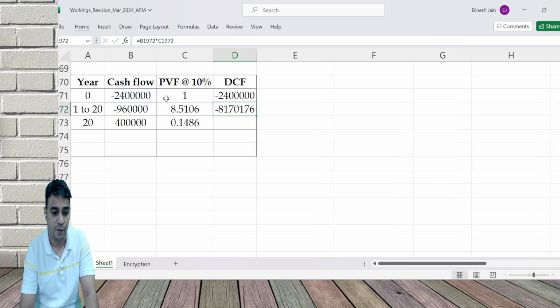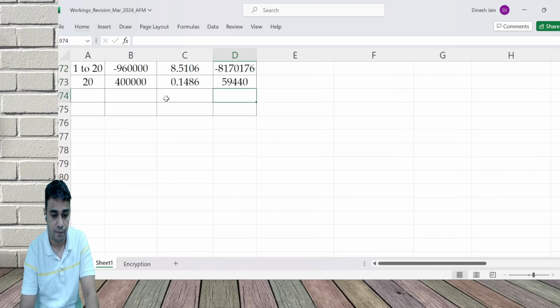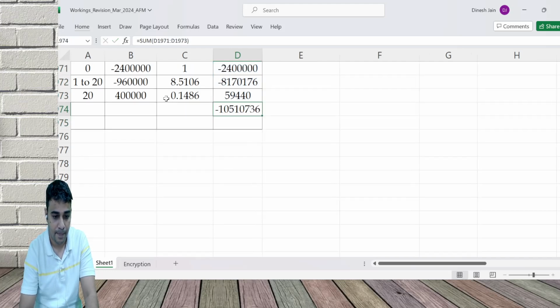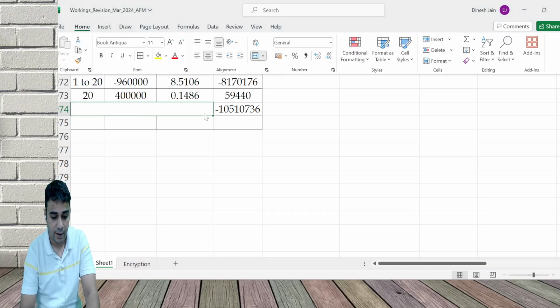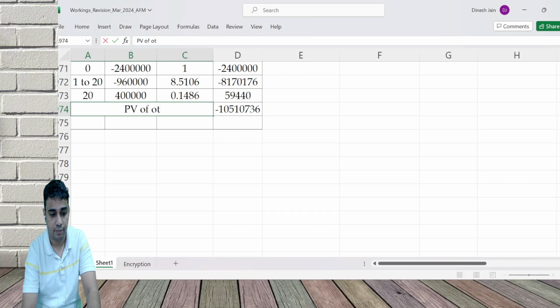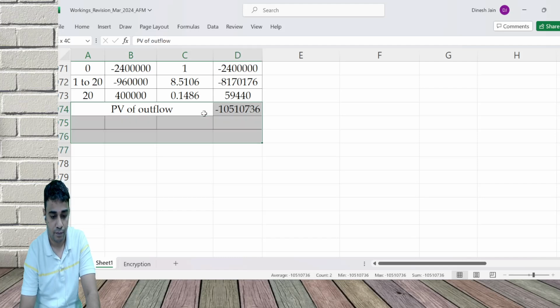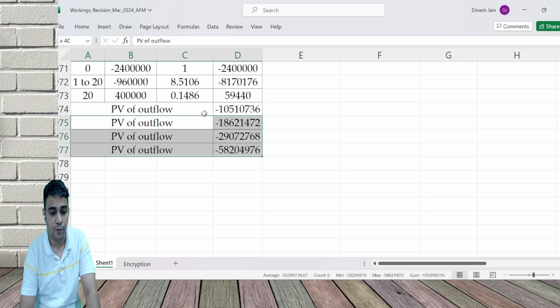This will give me the PV of outflow. It doesn't end here. PV of outflow. Any doubts on PV of outflow?